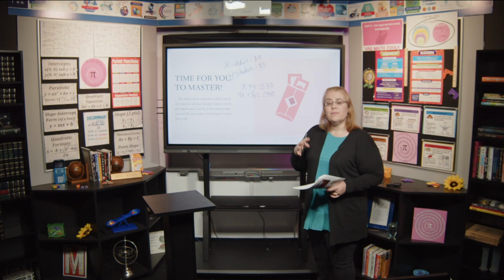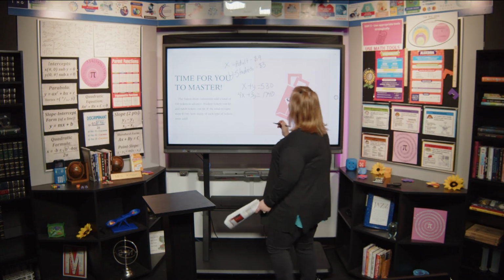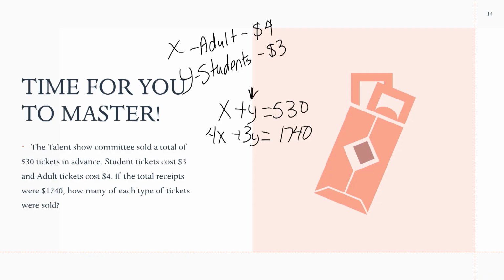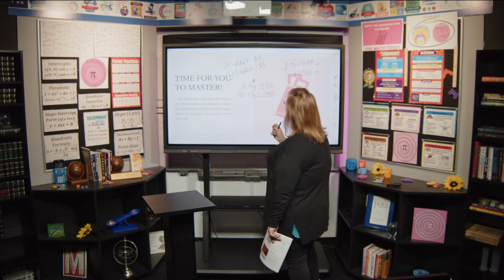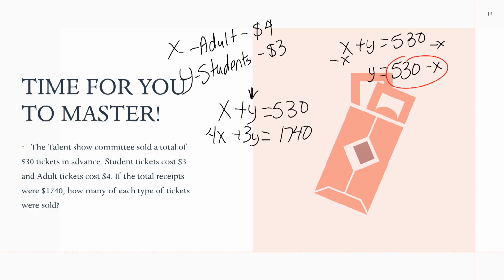I'm going to solve this by substitution. So let's look. I'm going to solve for my Y. So X plus Y equals 530. I'm going to subtract X on both sides. So Y literally equals 530 minus X. Now, everywhere in my second equation I see a Y, this is what I'm going to plug in. So let's go ahead. 4X plus 3 times (530 minus X) equals 1740.